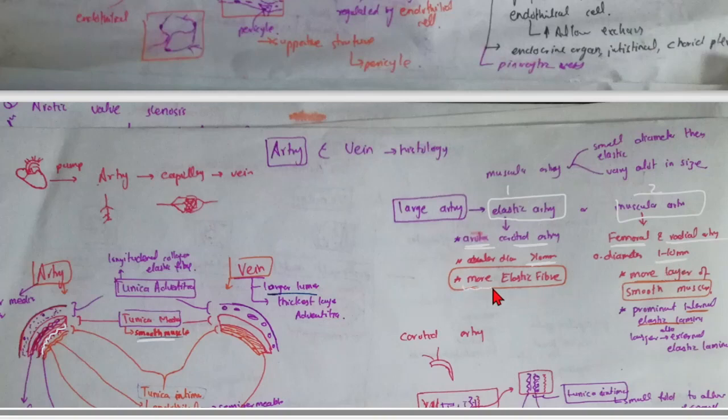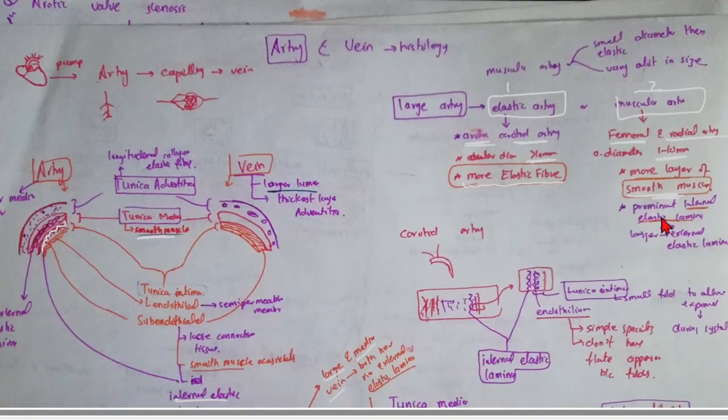Another thing is that the elastic artery has more elastic fiber, but the muscular artery has more layers of smooth muscle, because in the muscular artery there is contraction. Another point is that the muscular artery has a more prominent internal elastic lamina. Now, if this is the carotid artery, this is an example of a muscular artery.